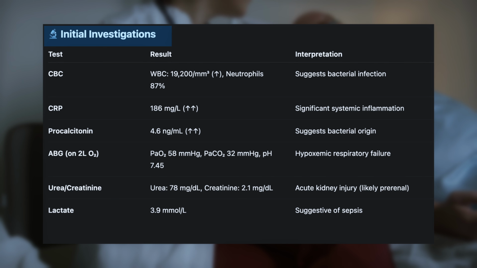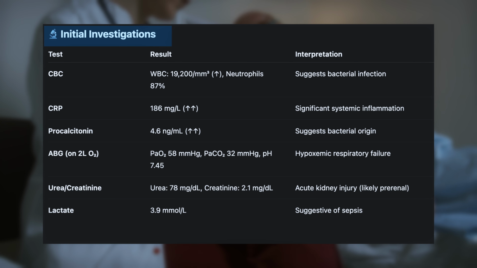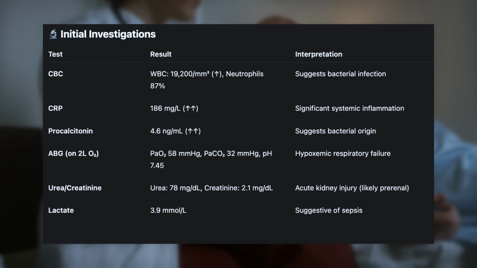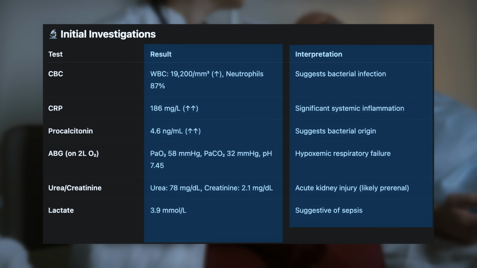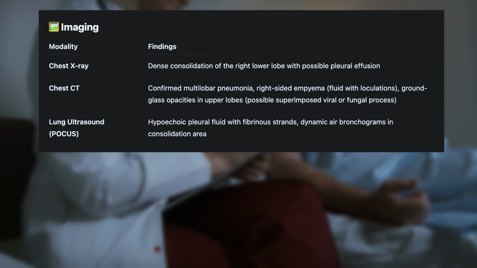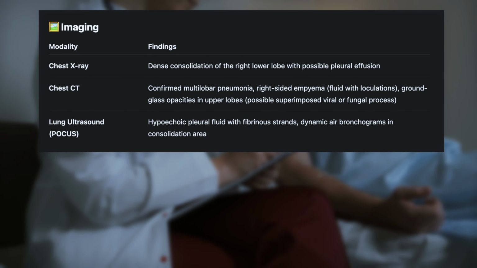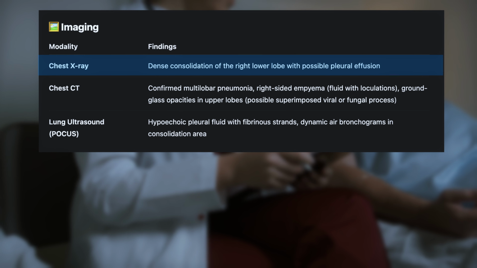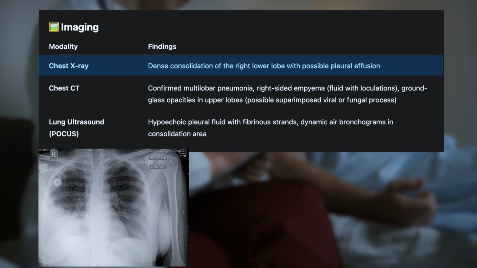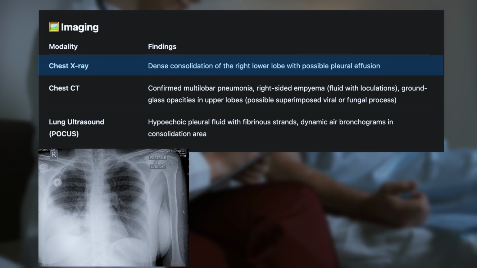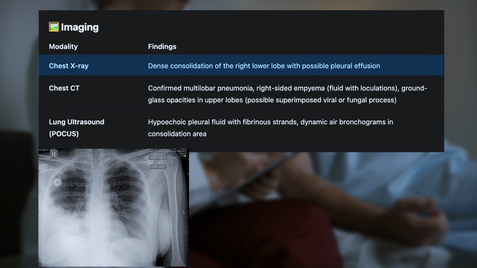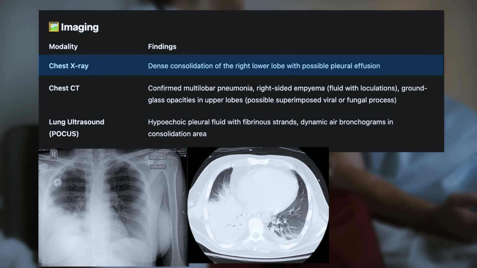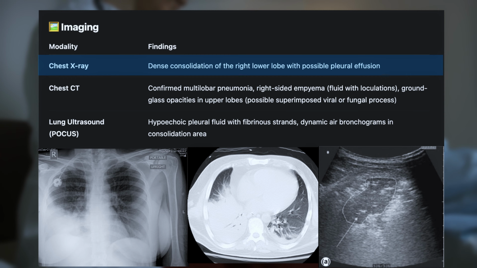These are the initial investigations. We did CBC, CRP, procalcitonin, ABG, urea, creatinine, and lactate. Here are the results and the interpretation. Imaging. What did we do for imaging? Chest X-ray at first, chest CT, and lung ultrasound. Chest X-ray shows dense consolidation on the right lower lobe with possible pleural effusion. These are the findings of chest CT and lung ultrasound.